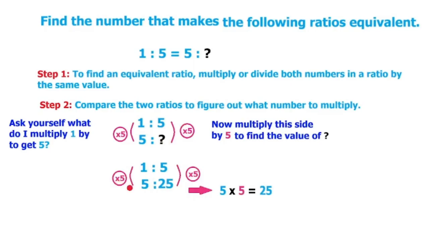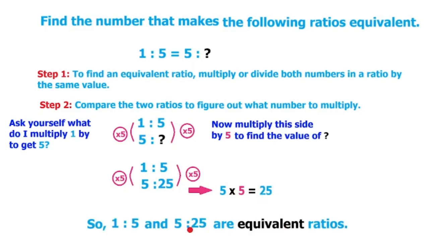So 5 times 5 is 25, right? So 25 is the missing number. So 1 to 5 and 5 to 25 are equivalent ratios. And that's how you do that problem.